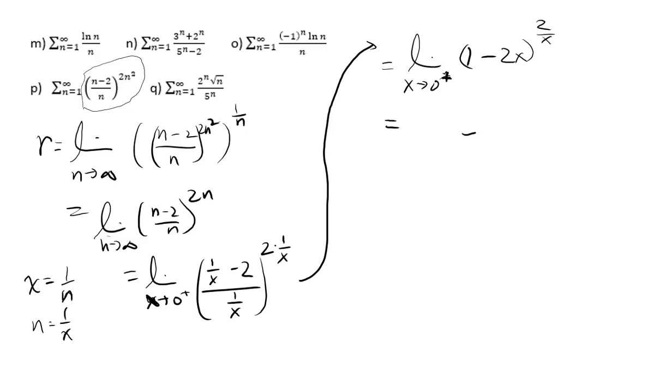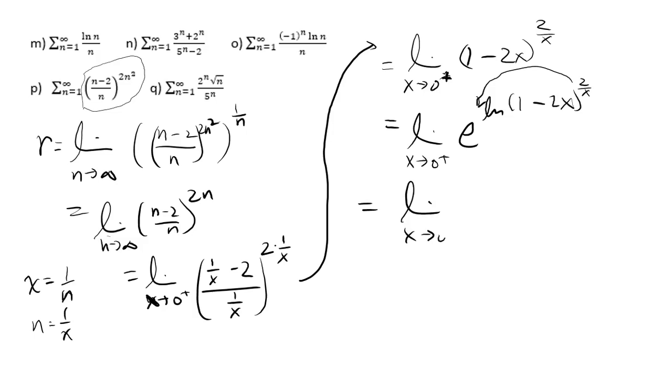So we rewrite this as e to the ln of (1 minus 2x) to the 2 over x, and 2 over x jumps over the log, which gives me the limit as x goes to 0 plus of e to the 2 times ln of 1 minus 2x over x. And now, when you plug in 0, it's ln of 1 over 0. ln of 1 is 0, so this is really 0 over 0 type, which means I can use L'Hopital's.